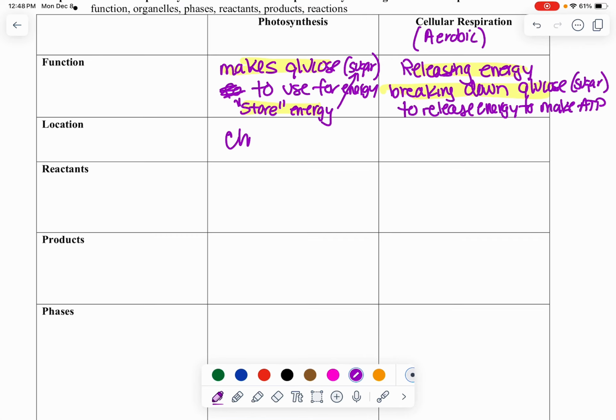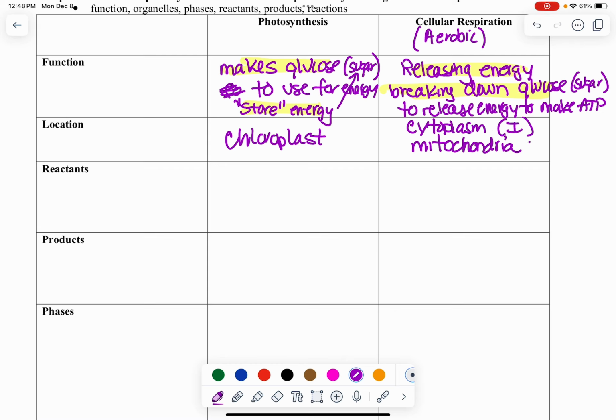Location: chloroplast, and aerobic respiration mostly happens in the mitochondria. But remember, phase 1, glycolysis, happens in the cytoplasm. Phase 2, the Krebs cycle, and phase 3, the electron transport chain, happen in the mitochondria.